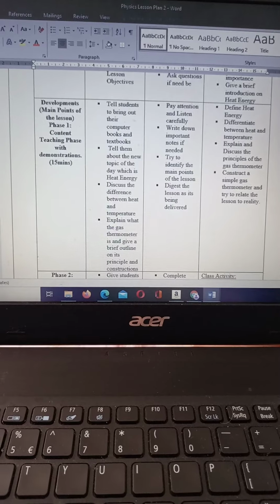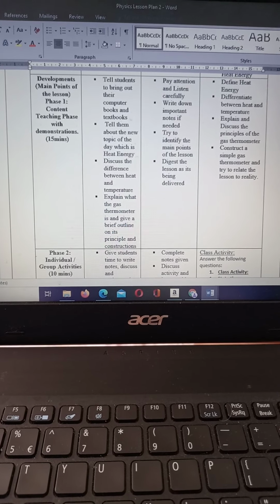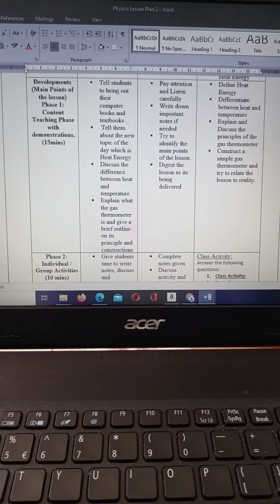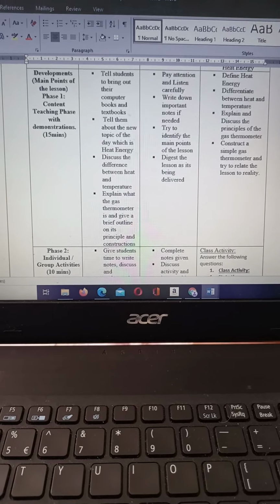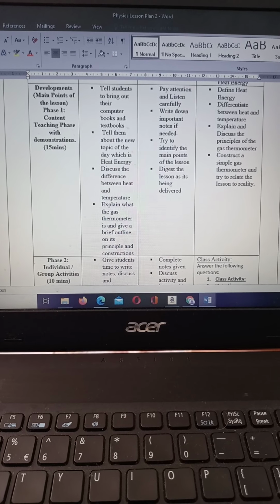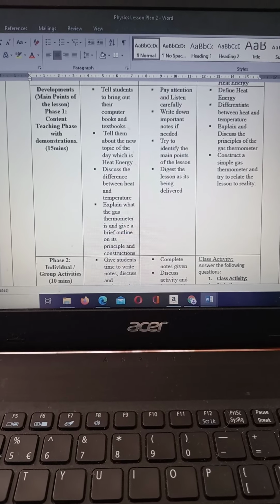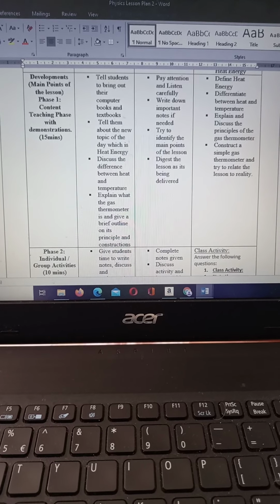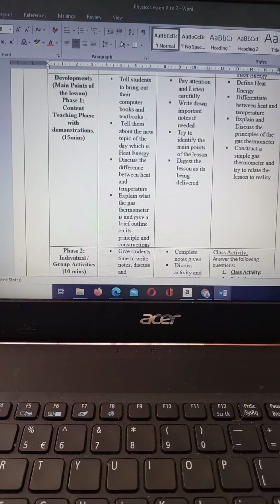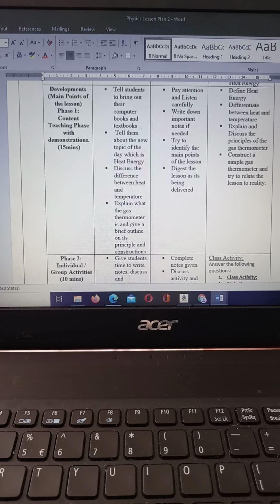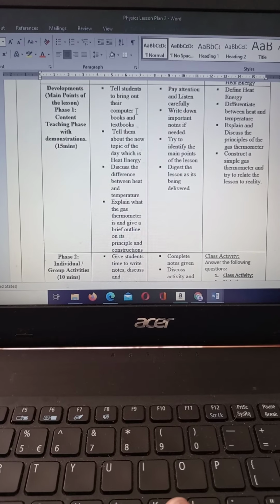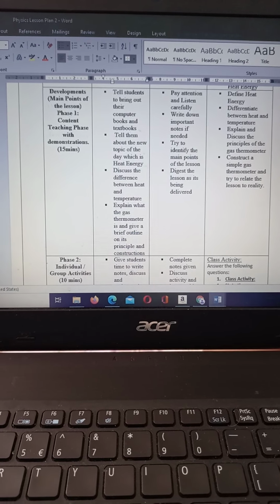My phase 1 is going to be mainly teacher-centered. So whatever I will be doing, the focus is mainly on me delivering the lesson. So what will I do? I'll tell my students to bring out their physics books, and tell them about the new topic of the day.